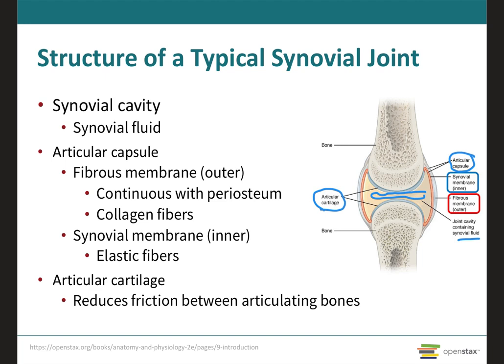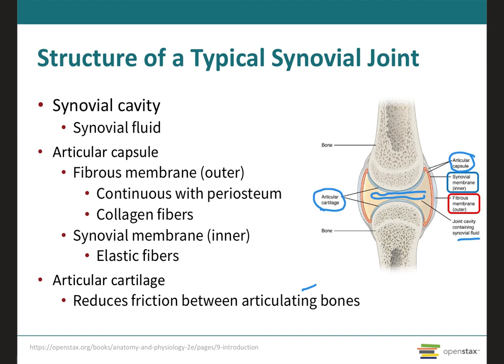This articular cartilage is going to be important to reduce the friction between the bones, especially during movement, and it will also help to absorb shock, especially during running and jumping. Now let's go here to the articular capsule.